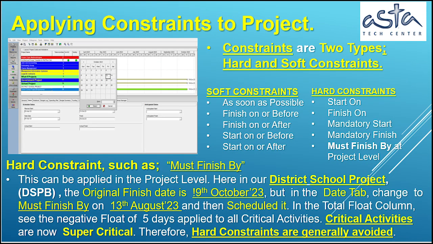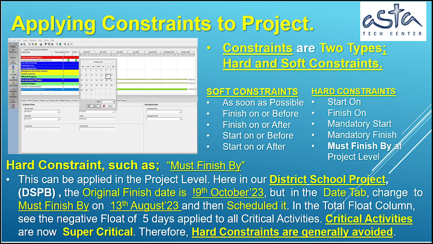Applying constraints to project. Constraints are 2 types, hard and soft constraints. Soft constraints: As soon as possible. Finish on or before. Finish on or after. Start on or before. Start on or after. Hard constraints: Start on. Finish on. Mandatory start. Mandatory finish. Must finish by, at project level.